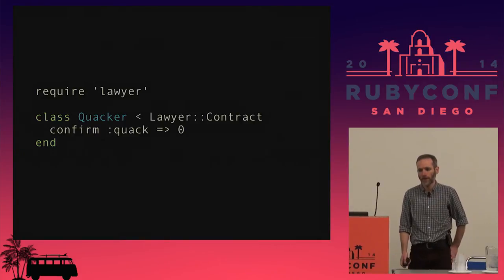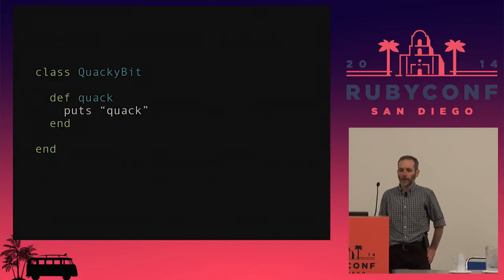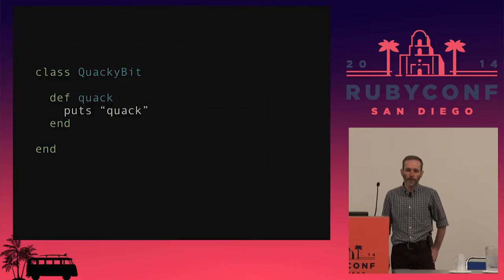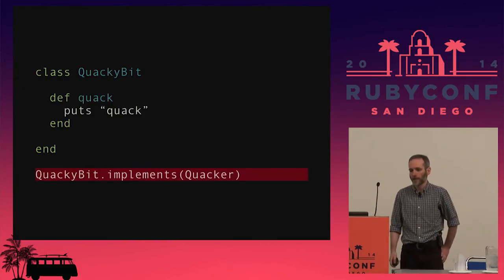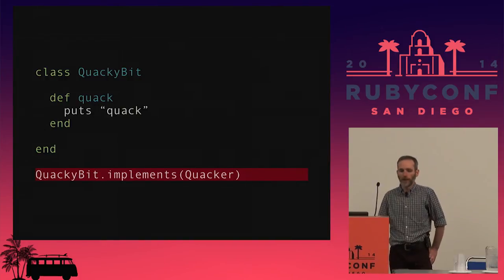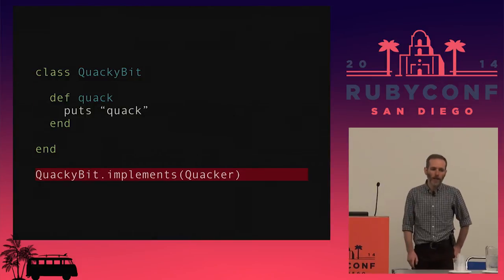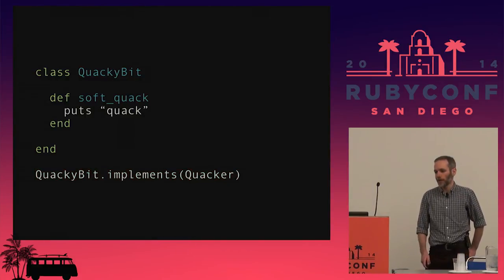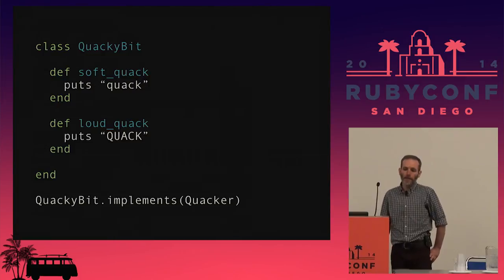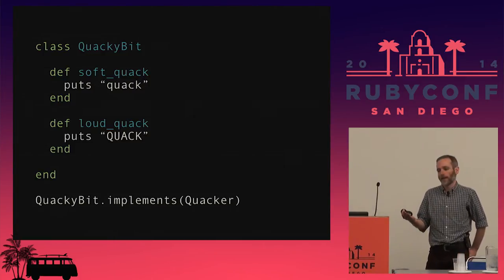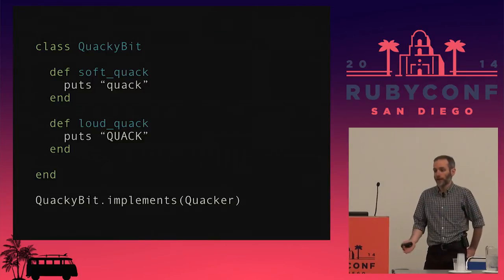OK, so how do we use it? If we go back to our quacky bit, all I need to do to say this uses the interface is add a line at the bottom, add a declaration, and it looks like this. And I'm saying this implements the interface called quacker. OK, so what happens when I make my change again? So if I change quack into soft quack and then add loud quack in, like we did before, what happens is when you load this file, this line at the end gets run, the declaration of implementing the interface.